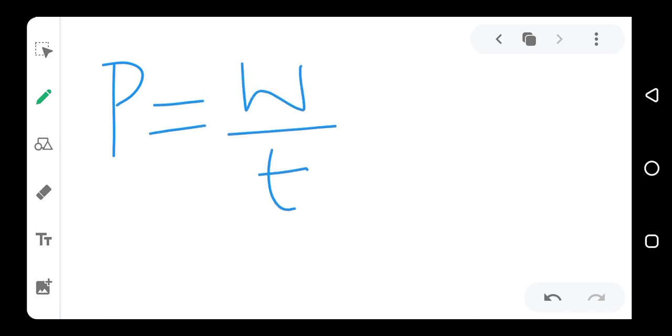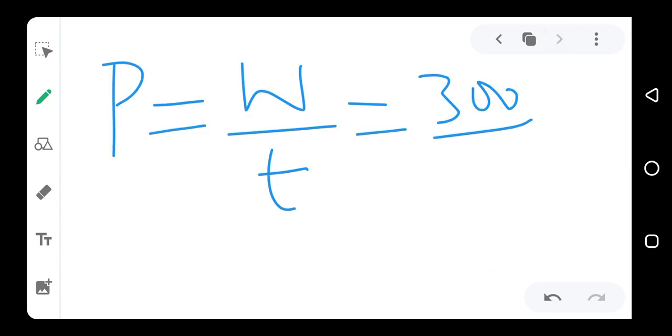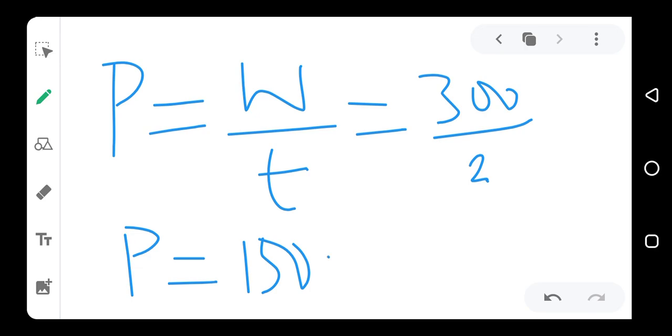Now, solution. Power is equal to work over time, which is equal to work, which is given to us as 300, over time, which is 2 seconds, over 2, which is equal to 300 over 2, so P is equal to 150 joules per second. Now this unit, we can remove and put what we call watts.